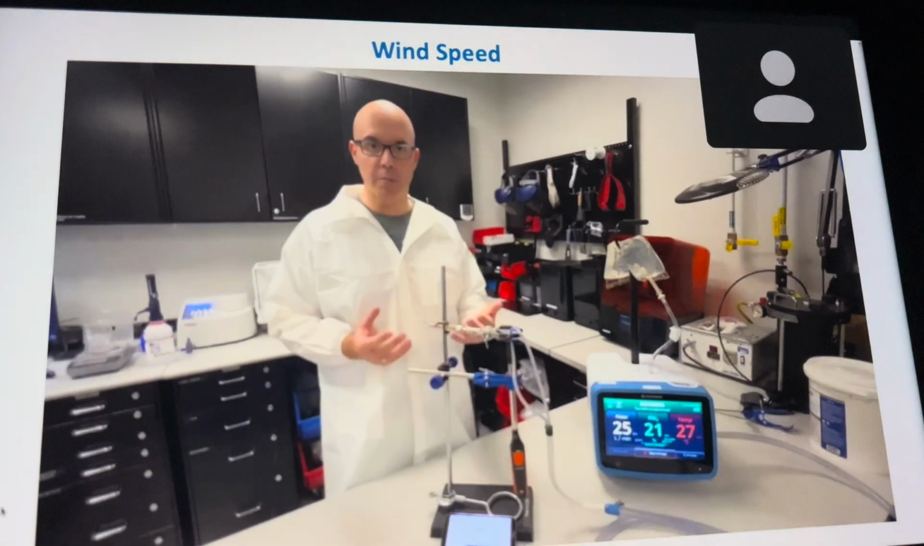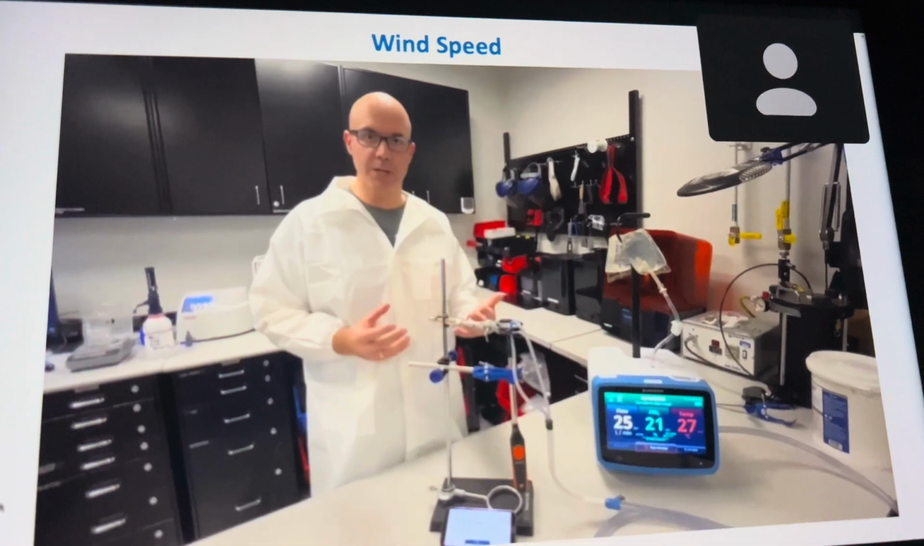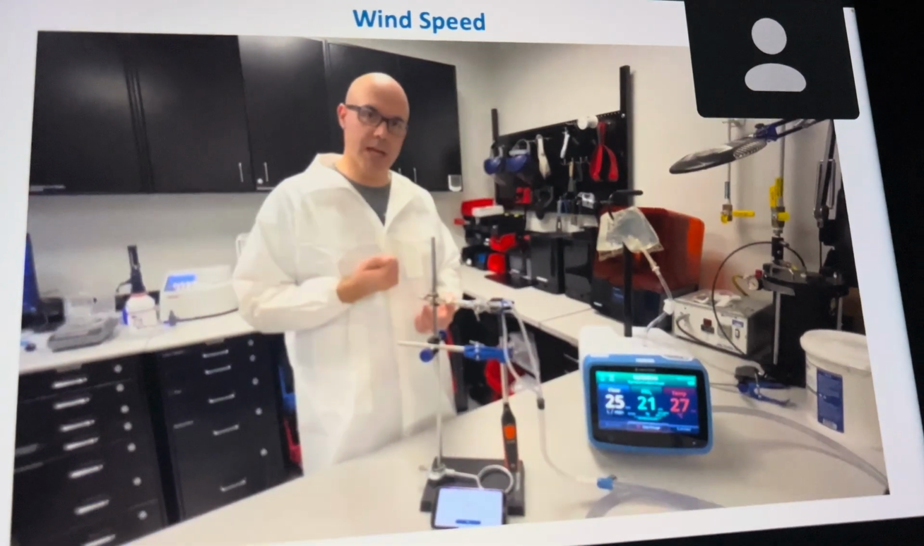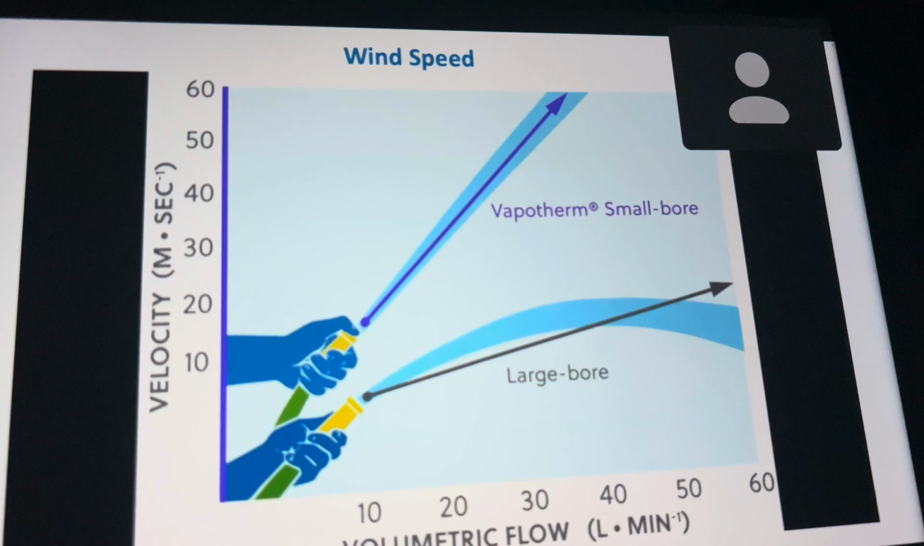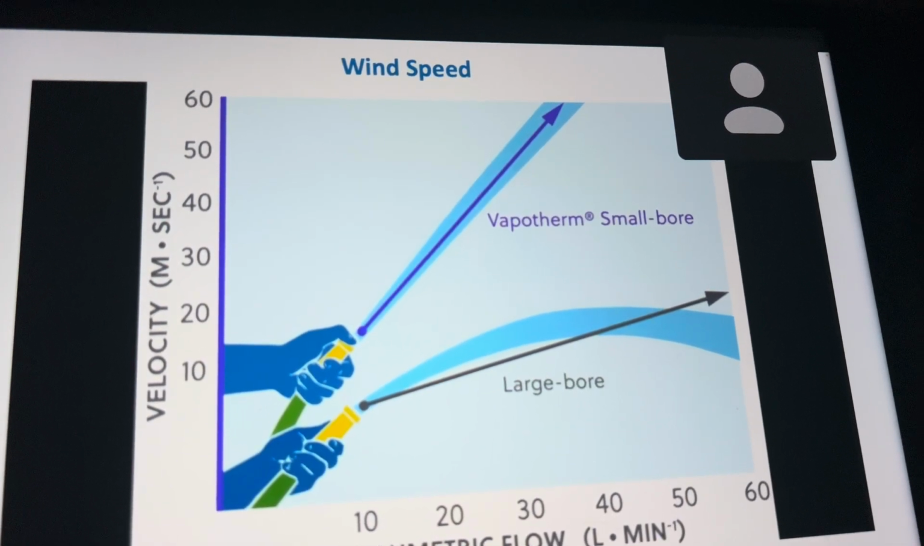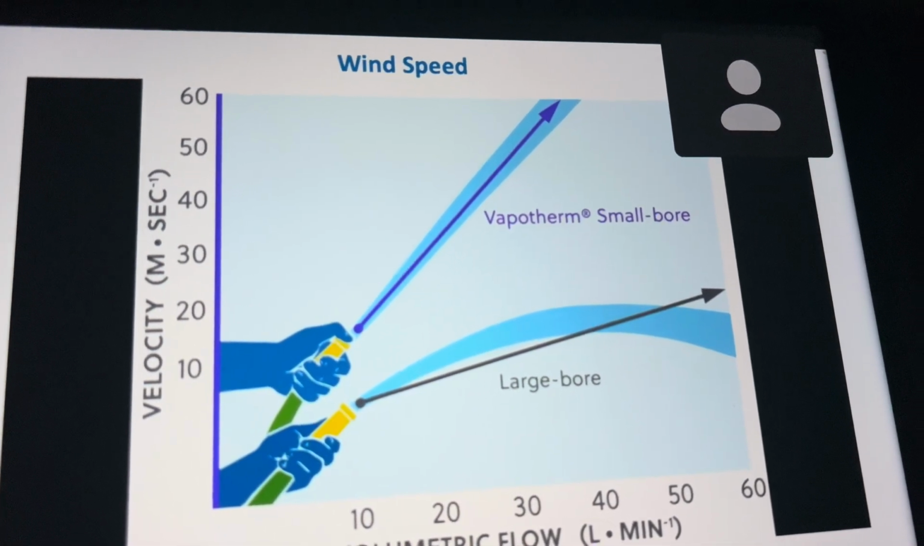That's a very high number. That's one of the key features of our therapy. It's like putting your thumb over the end of a hose. You still have the same flow rate, but you have a higher velocity coming out, and that's what's going to be flushing the CO2 out of the airway.